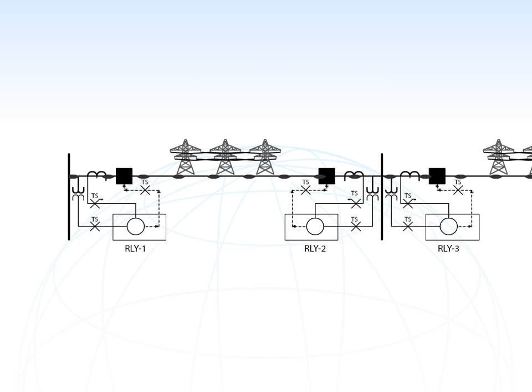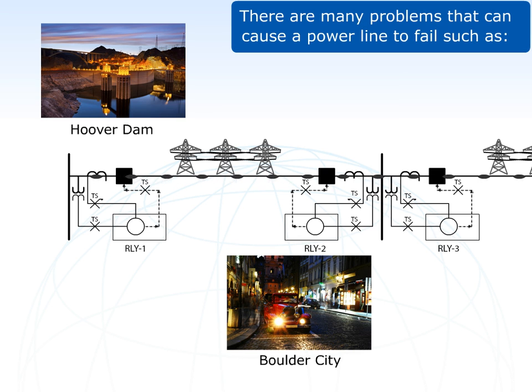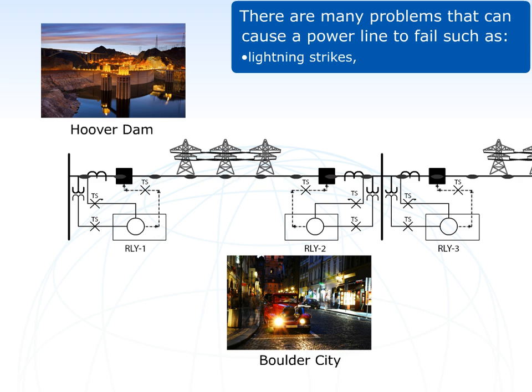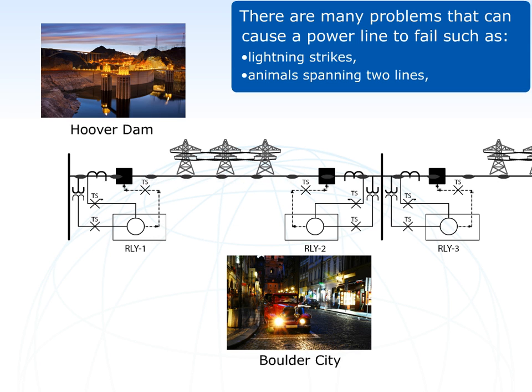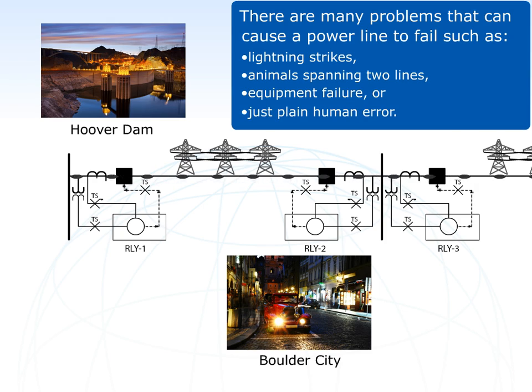Power lines transmit energy from one location to another and are the lifeblood of the electrical system. There are many problems that can cause a power line to fail, such as lightning strikes, animals spanning two lines, equipment failure, or just plain human error.